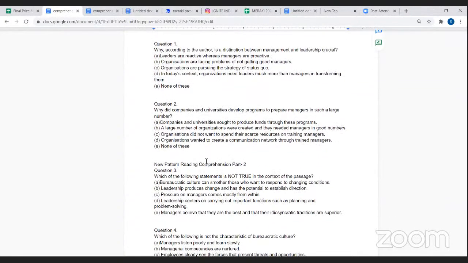Question 2, why did companies and universities develop programs to prepare managers in such a large number? Option B, a large number of organizations were created and they need managers in good numbers. Yeah.